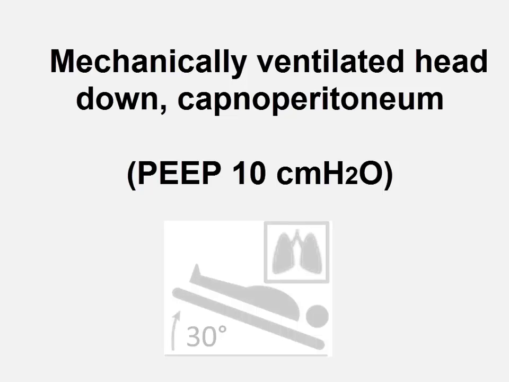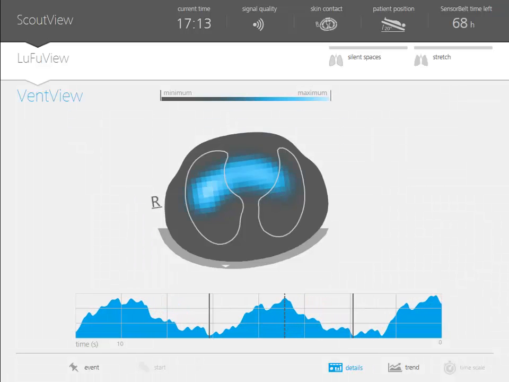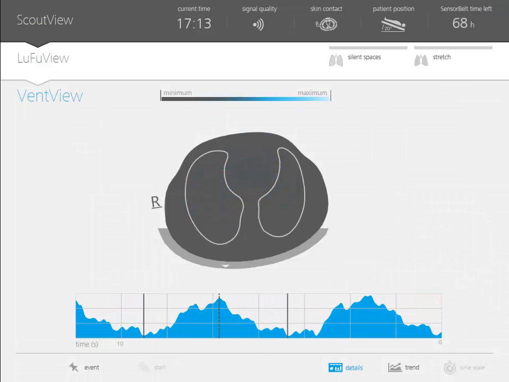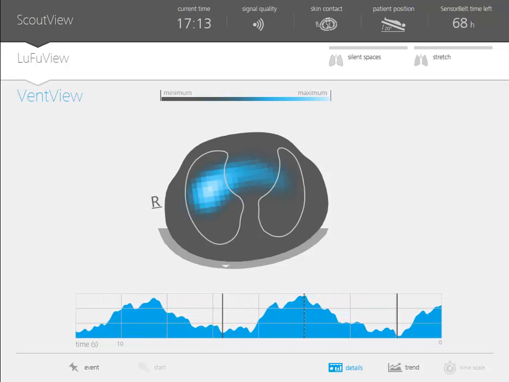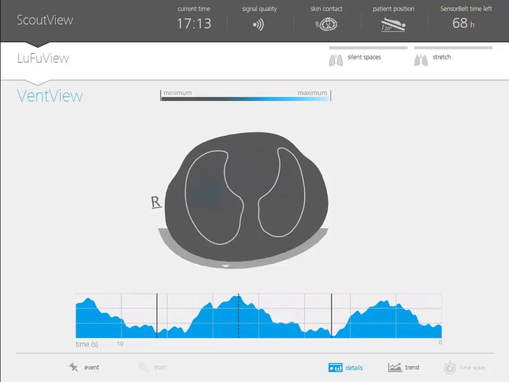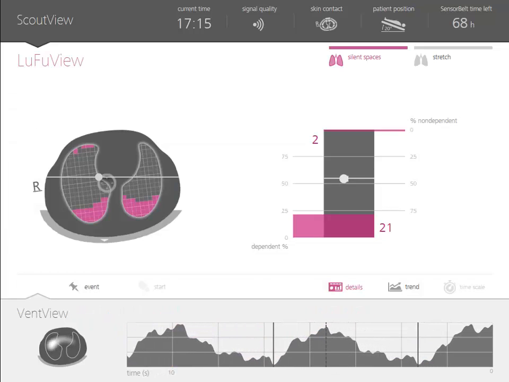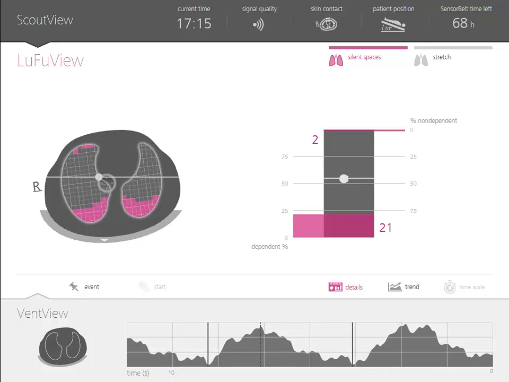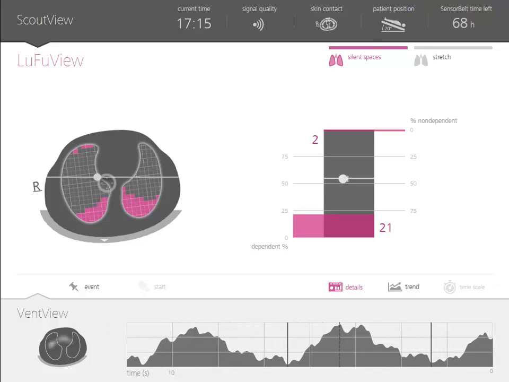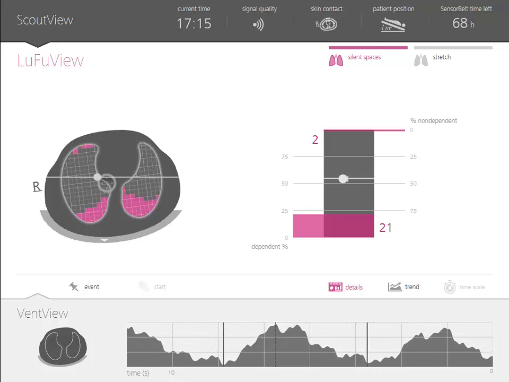Before recording the following sequence, the patient was placed in a Trendelenburg position with a head down tilt of approximately 30 degrees and the PEEP was increased to 10 centimeters of water. Despite the elevated PEEP, ventilation shifted even more towards the ventral lung area, and the respective amount of silent spaces in the dependent dorsal lung increases to 21%.